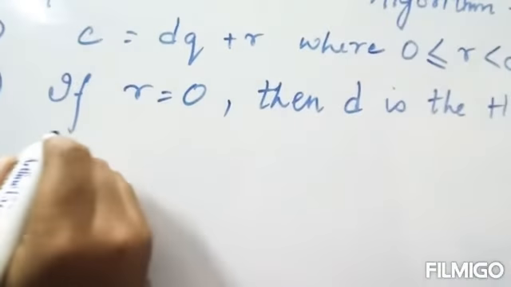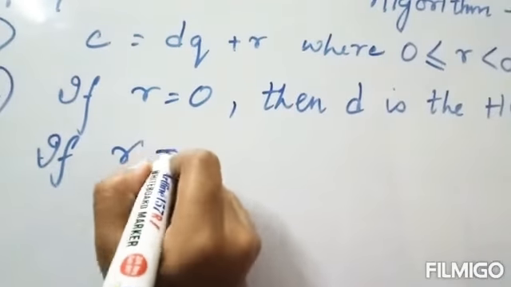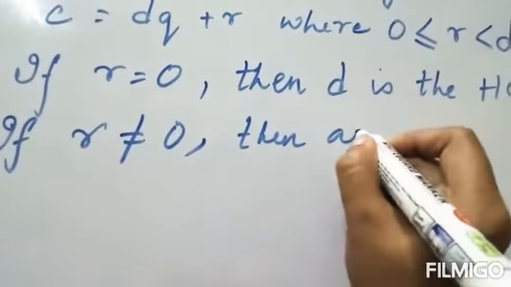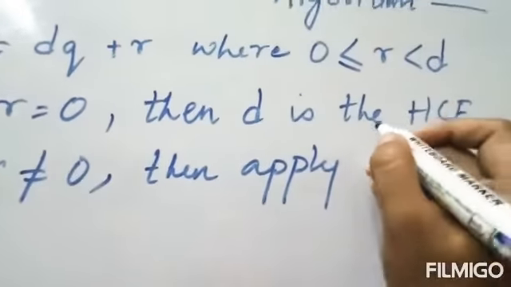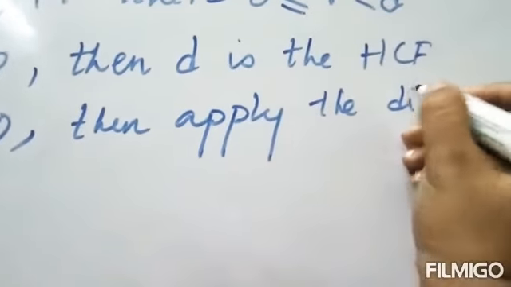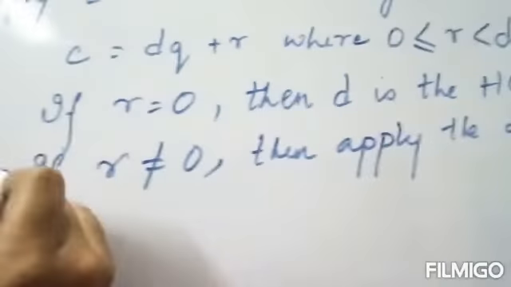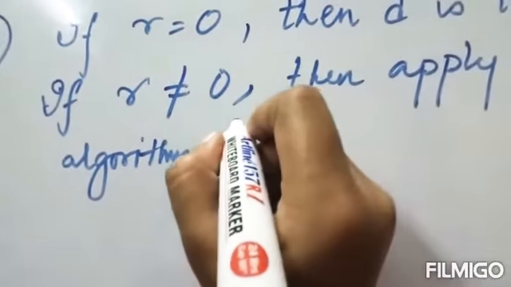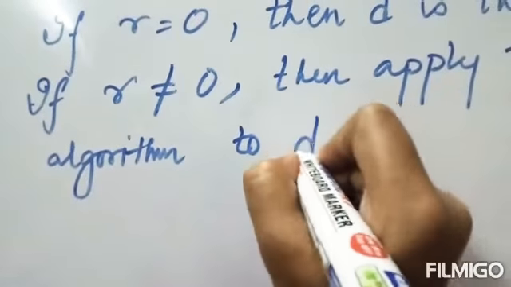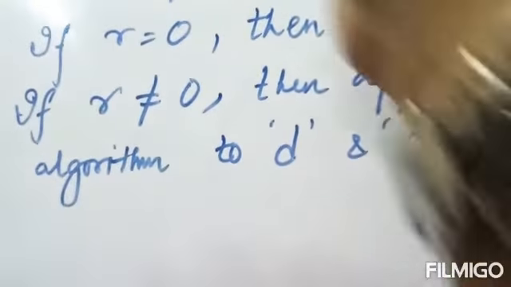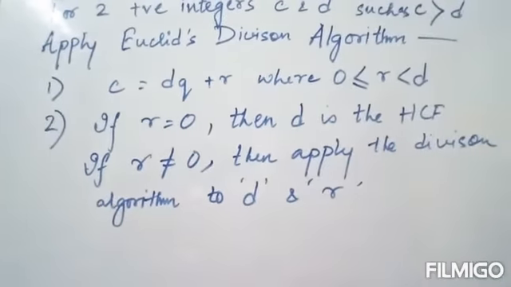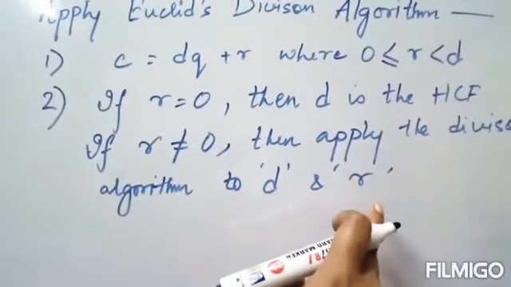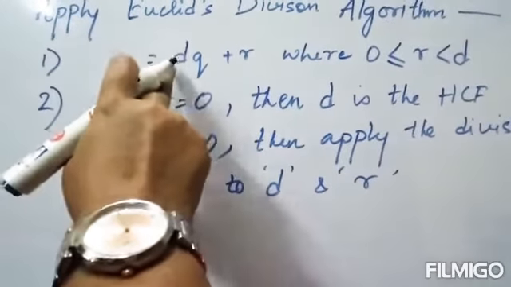But what if r is not equal to 0? If r is not equal to 0, then apply the division algorithm to D and R. Okay, you will forget about C. You will consider only D and R. That time D will come in place of C, and R will come in place of D.